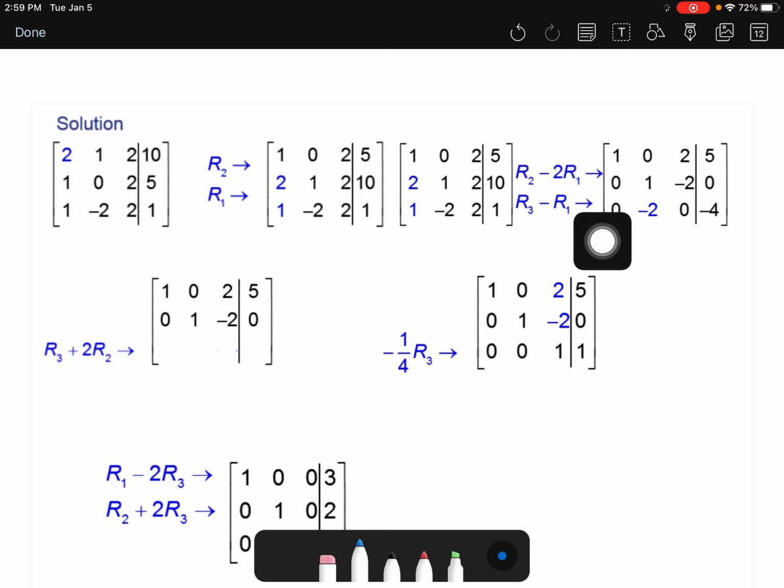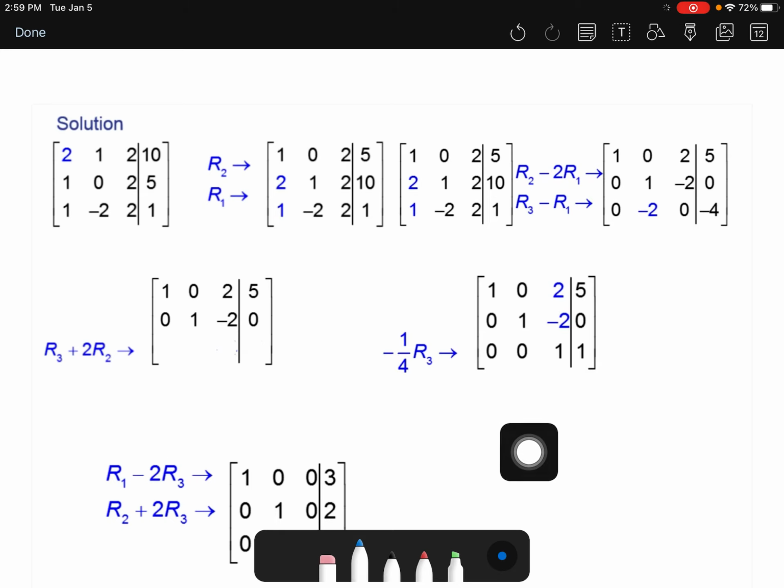1 minus 1, that's 0. Negative 2 minus 0, that's still negative 2. 2 minus 2, 0. And 1 minus 5, negative 4. Okay, so now look at what we've done so far. We created a 1 up here and we got zeros below it. So that's what we want to see happening. Now we've already got a 0 above this one. We want to get a 0 below here. So that's why we're going to concentrate on this one and changing that to a 0 next.